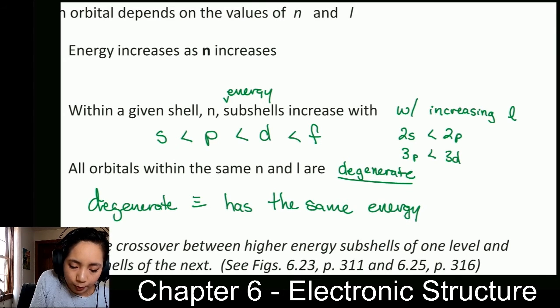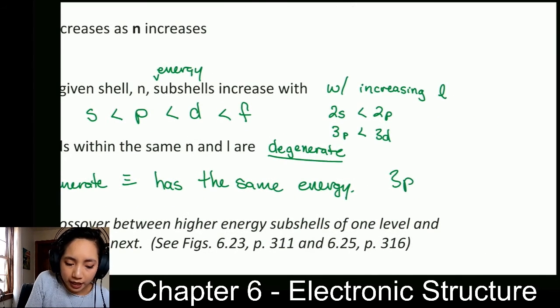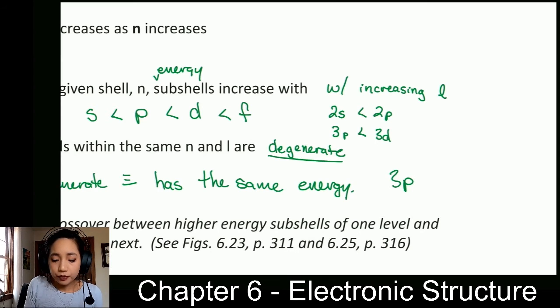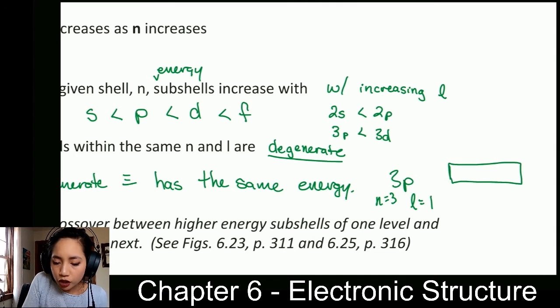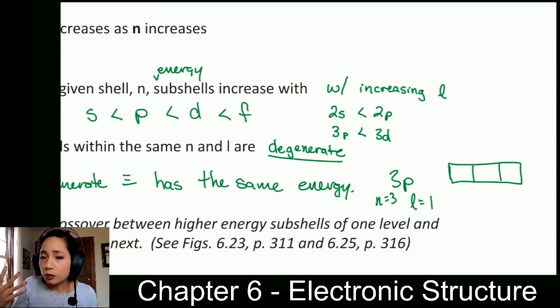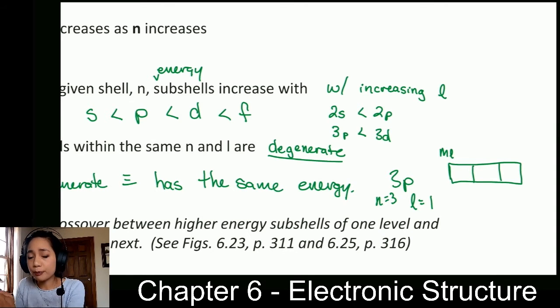So for example, if we were talking about a 3p subshell, that's n equals 3, l equals 1, that subshell looks like this, and we already drew it this way. All of these ml orbitals have the same energy. And that's why we fill up those electrons singly, because they all have the same energy.